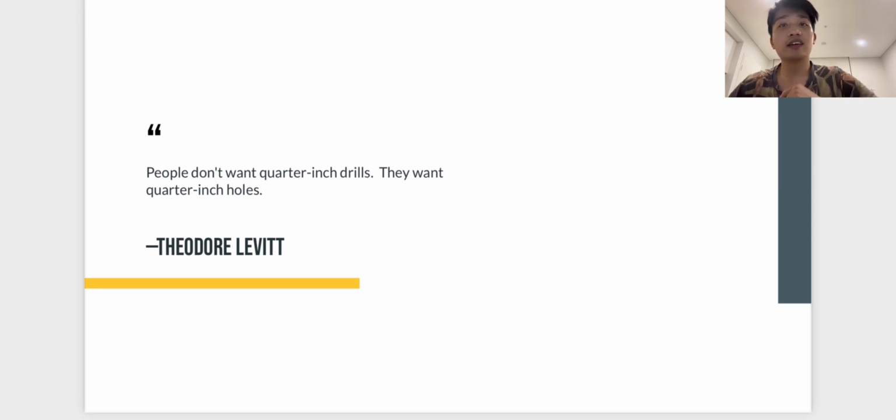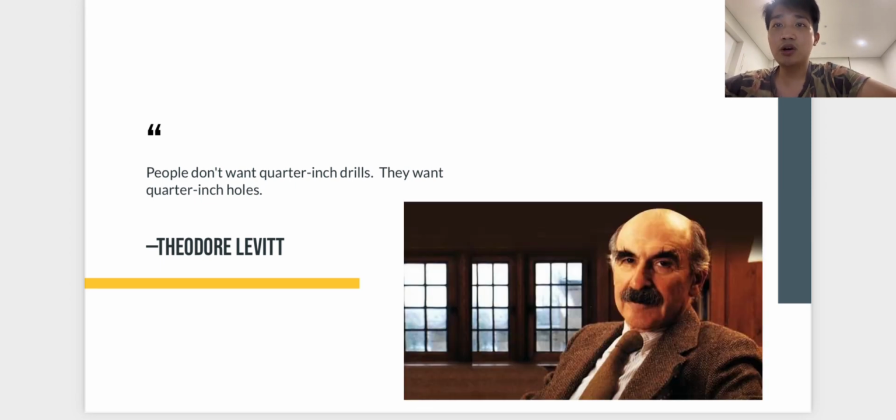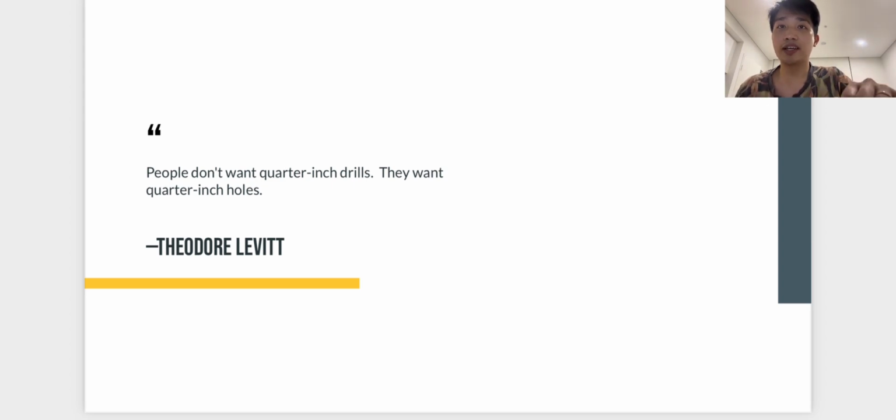There is a saying from Theodore Levitt, a professor at Harvard Business School: People don't want quarter-inch drills, they want quarter-inch holes. It means to find out what customers really need so that you know what problem they are facing. It is like knowing what customers are thinking while they are making decisions. And that's the reason why we need to learn about consumer behavior.